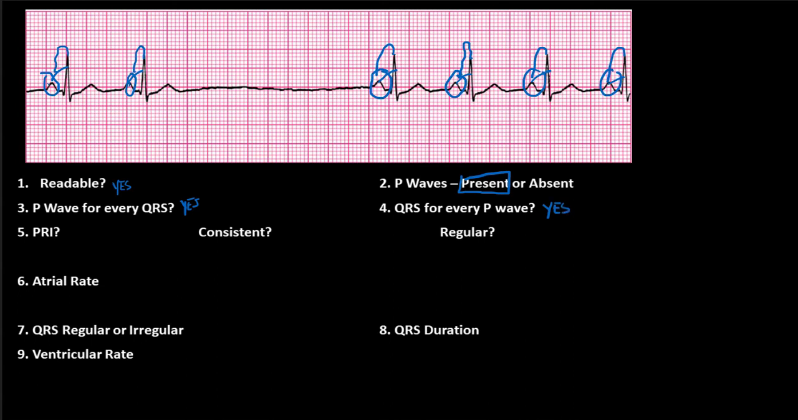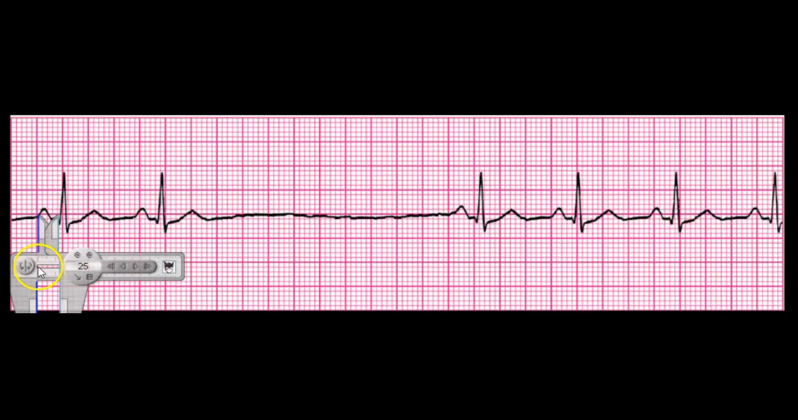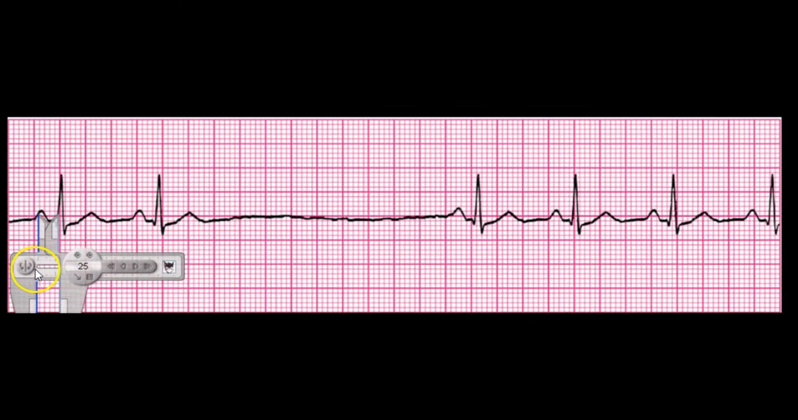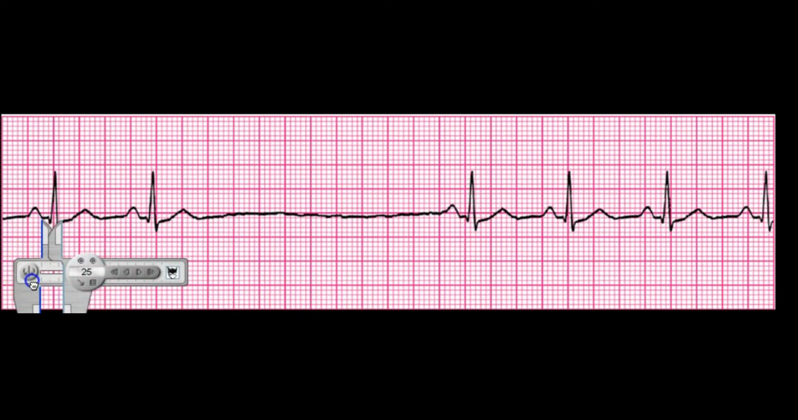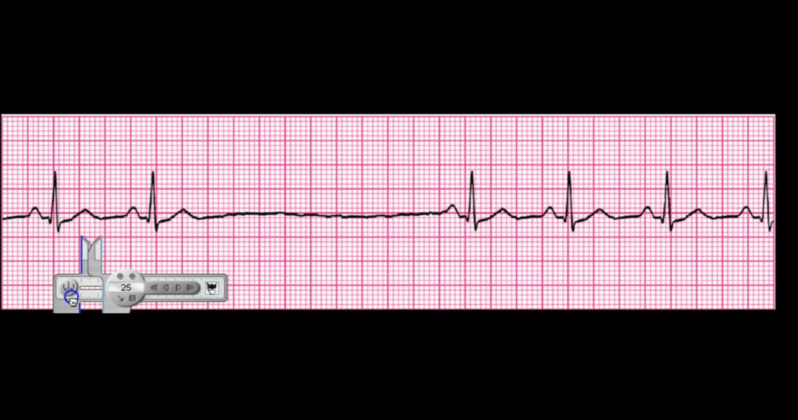Okay, so we're now going to get rid of all that material up there, because we now need to start measuring some objects. We've got to measure a PR interval, and we're going to have to measure our QRS. So we're going to bring in our calipers here. Okay, so we now have that, and we're going to move to see what we have.